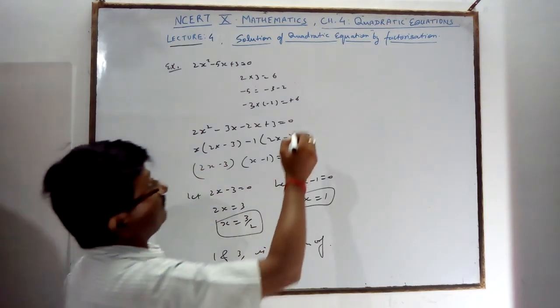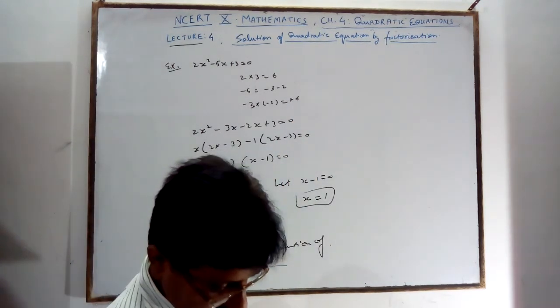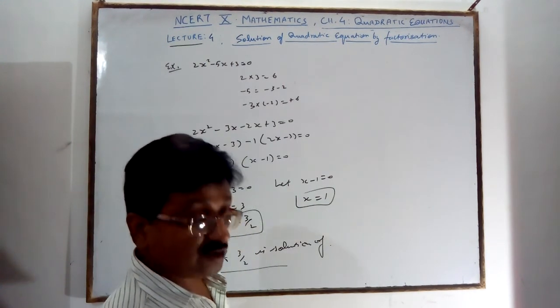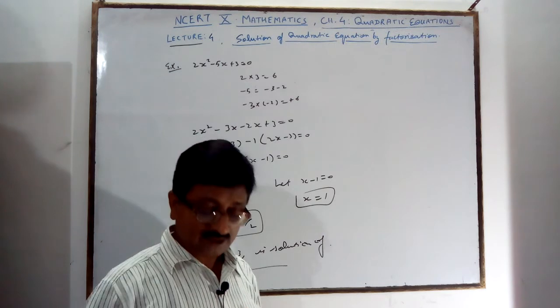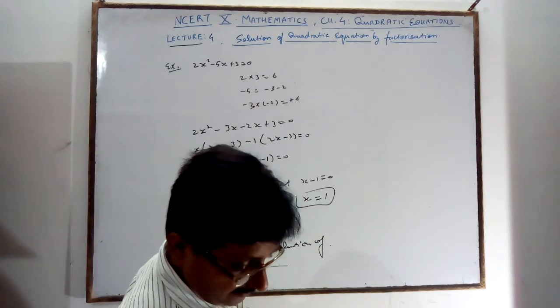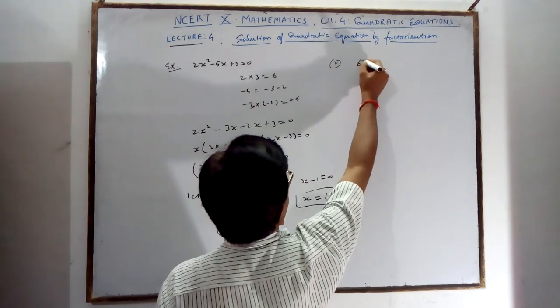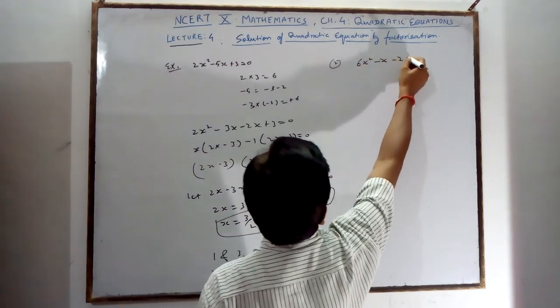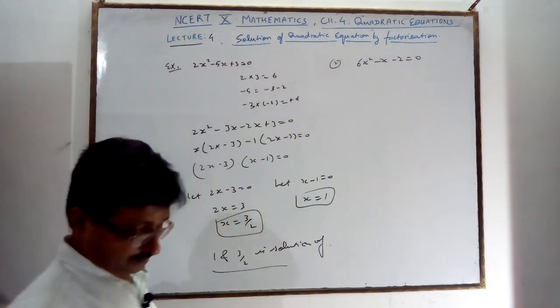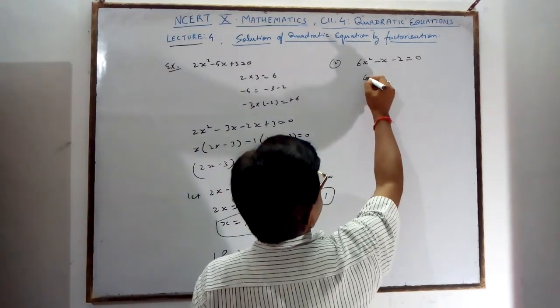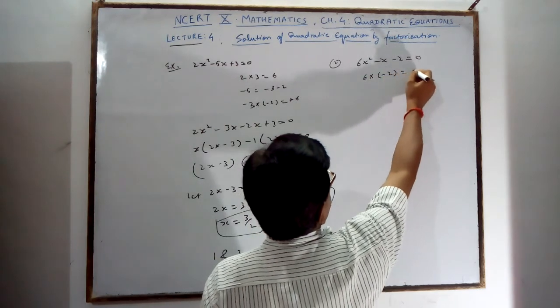Like this, the second example, one more example you see. Find the roots. Zeros are roots. What is it called? Zeros are roots. 6x square minus x minus 2. Second example, 6x square minus x minus 2 is equal to 0. Now what is your first A into C? You know in class 9, 6 into minus 2 is minus 12.